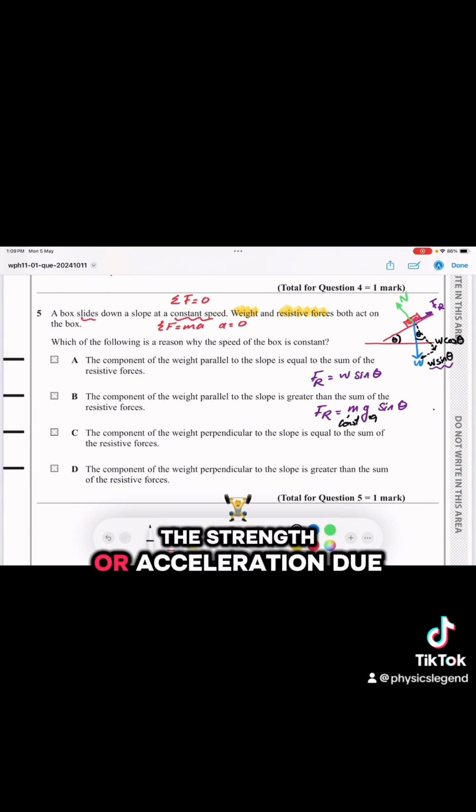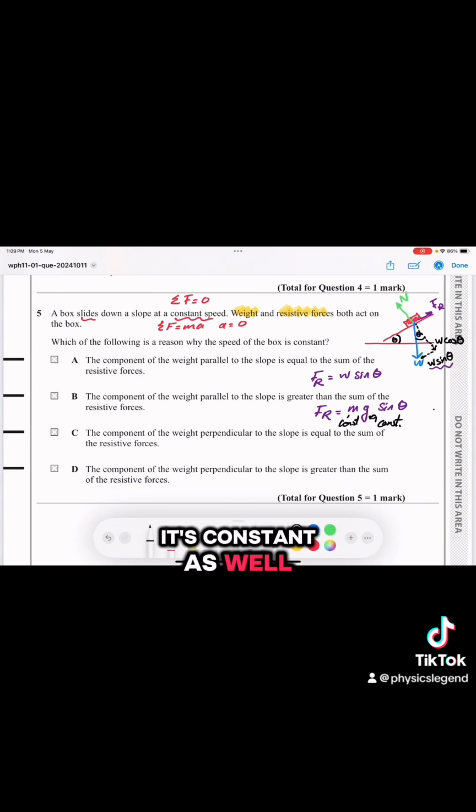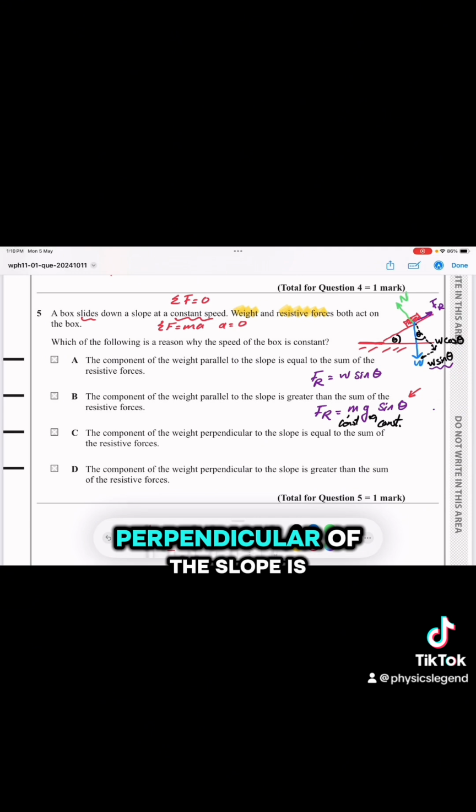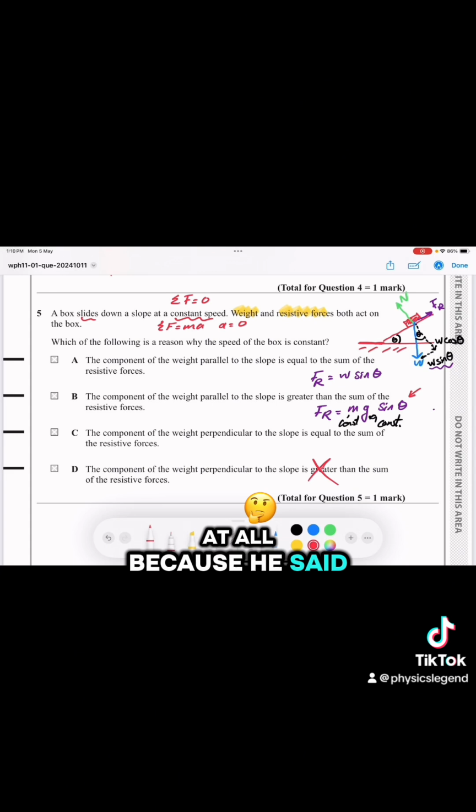Gravitational field strength or acceleration due to gravity is constant as well. If you want to change the resistive force, the only factor you can change is the angle between the slope and the horizontal, the surface, for example. Okay, let me have a look at the choices, going from D, for example, to A. The component of weight perpendicular to the slope is greater than... I cannot use greater at all because he said constant speed.